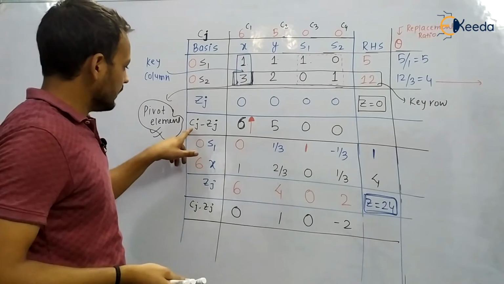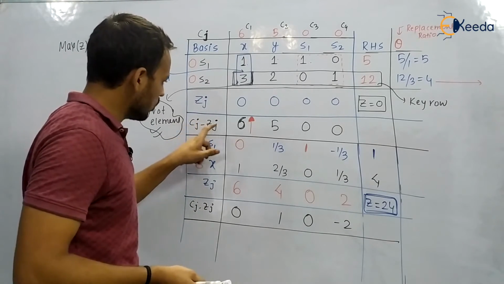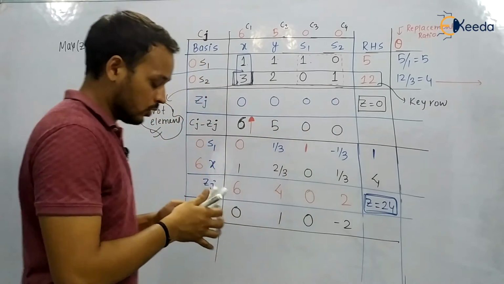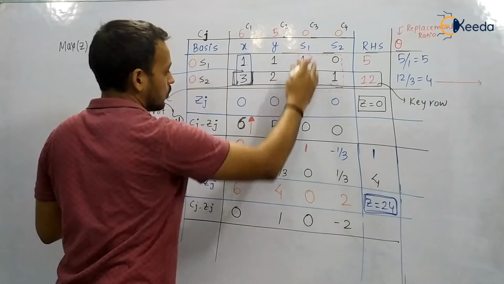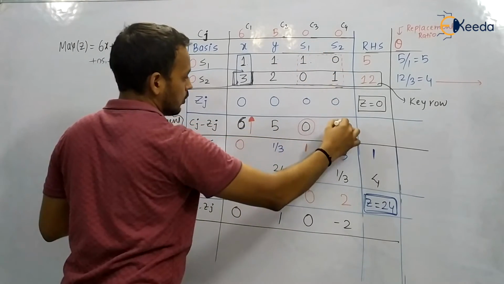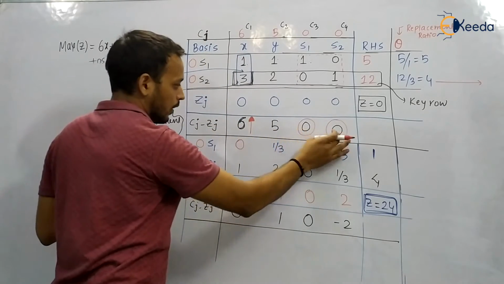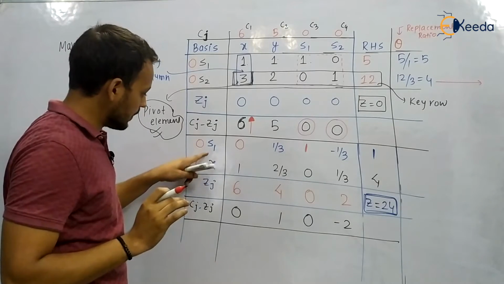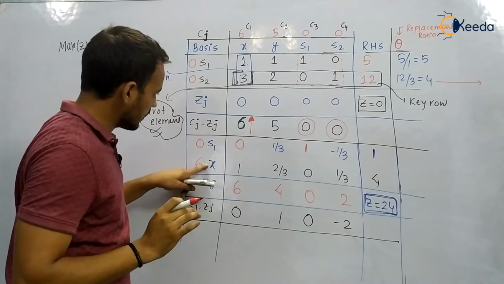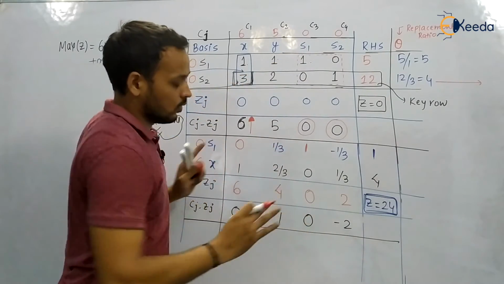And always in the Cj minus Zj row, you are going to get 0 for the basic variables. Look here, the basic variables were S1 and S2, and here S1 is 0 and S2 is also 0. Since these are the basic variables, you will always get 0 in the Cj minus Zj row. Here also, S1 and X are the basic variables. For X you are getting 0, and for S1 you are again getting 0.